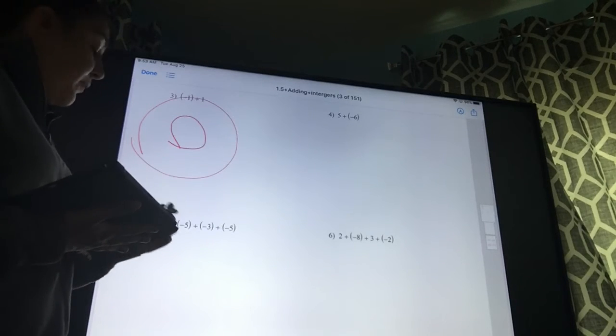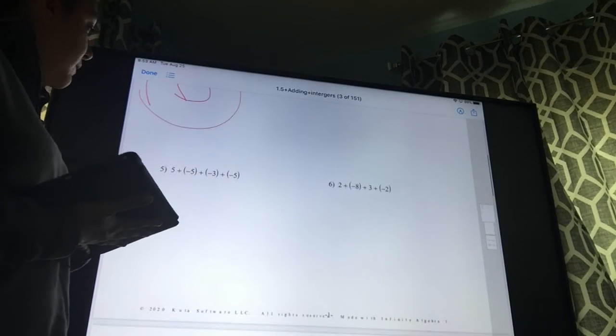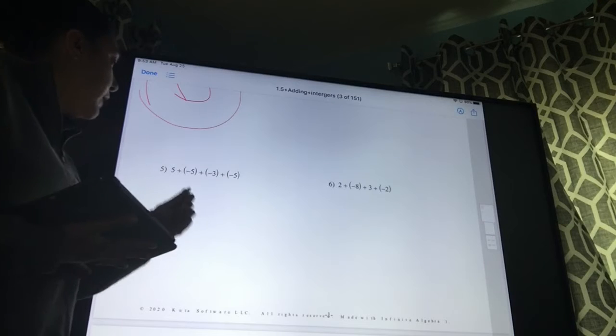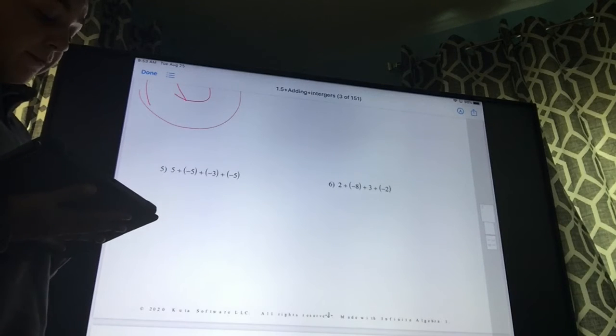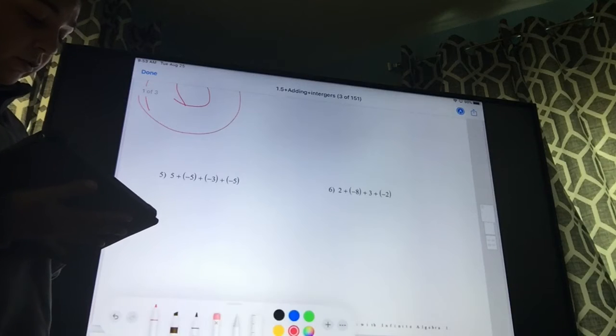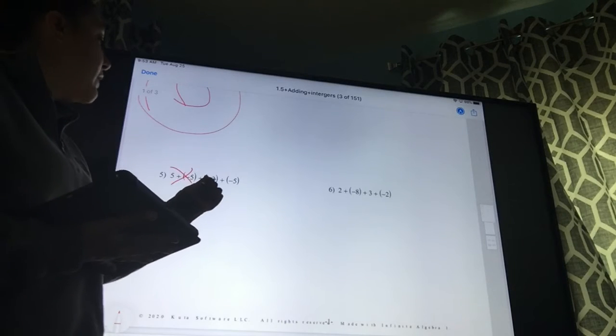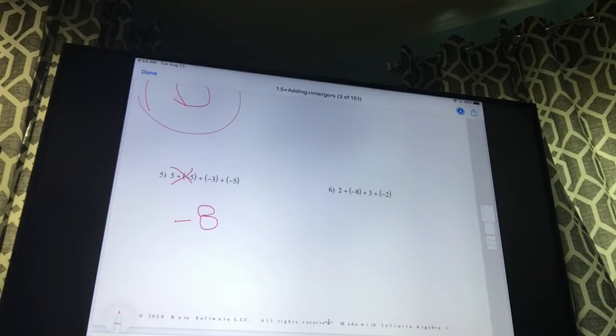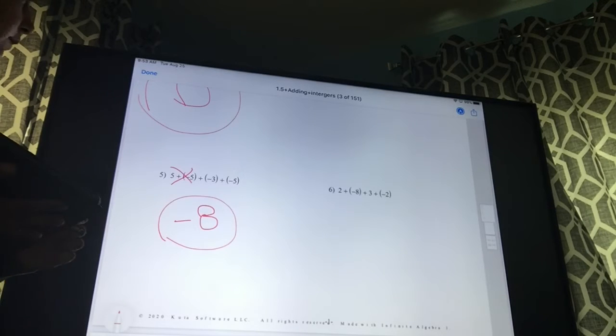The next one, number 5, says we got 5 plus negative 5 plus negative 3 plus negative 5. What is 5 plus negative 5? It's going to be 0. If you're trying to do mental math, you can just cross those off. What is negative 3 plus negative 5? It's going to give you a negative 8.